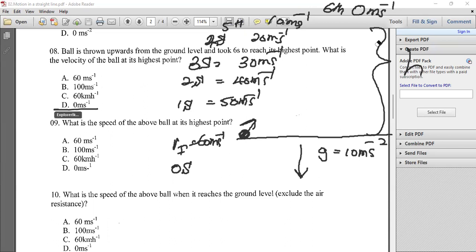What is the speed of the above ball at the highest point? The same thing, right? Speed also 0 m s^-1.